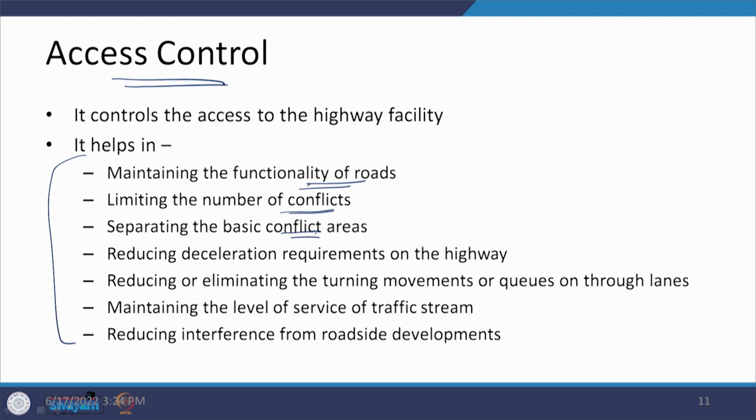So, if the locations from where the vehicles can merge into this high speed system or highway facility are minimized, then obviously we are minimizing those locations where the conflicts are going to arise. And as there are not many locations where merging or diverging is happening, the decelerations which are otherwise required if multiple accesses are provided will reduce, and therefore the vehicles will be able to maintain the speeds at which they are moving, and that is where the level of service of this traffic stream is also going to be maintained.